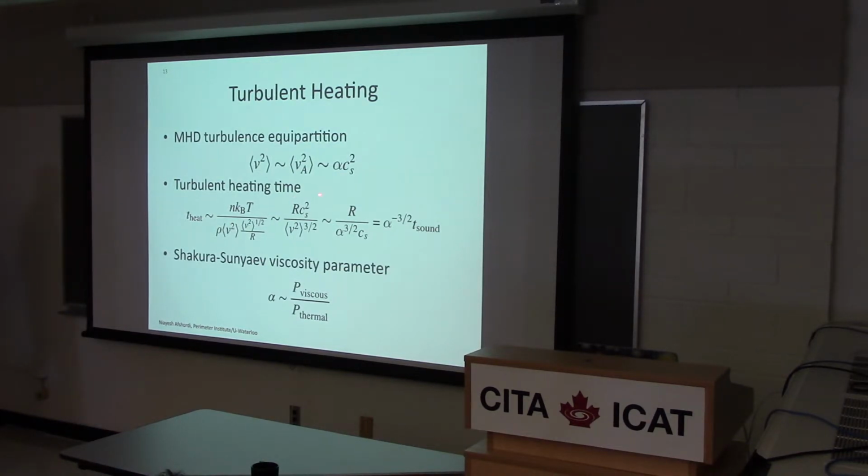If you just plug in the numbers, R is some size scale, and V squared is alpha times C squared. If you plug in, you get a number which goes as R over C_s, which is the sound crossing time, divided by alpha to the power of 3/2. So this is the heating time scale. And this is the key assumption here, because now we know how heating time depends on radius and temperature, because C_s is the speed of sound, which depends on temperature. Speed of sound goes as the square root of temperature divided by some mass scale.